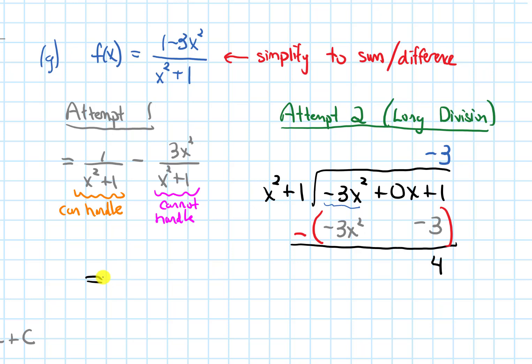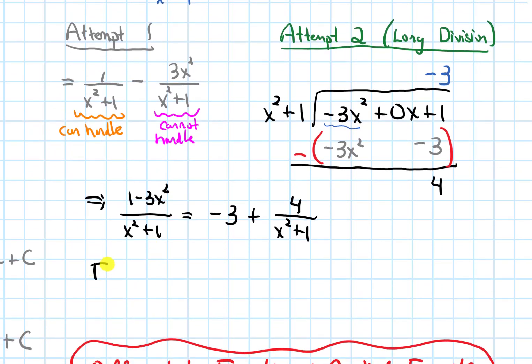So what this means is 1 minus 3x squared over x squared plus 1 equals, when you divide, negative 3, and then plus the remainder 4 divided by what I was dividing by, x squared plus 1. And this is now something that we can handle. So my antiderivative is going to be the indefinite integral of negative 3 plus 4 over x squared plus 1. Got to make sure to write the dx. That's an important notational thing.